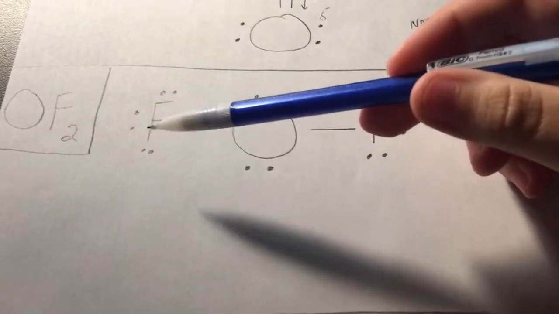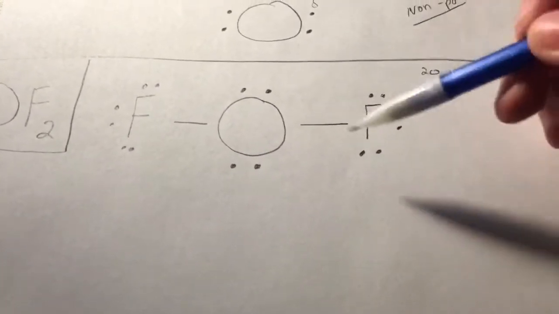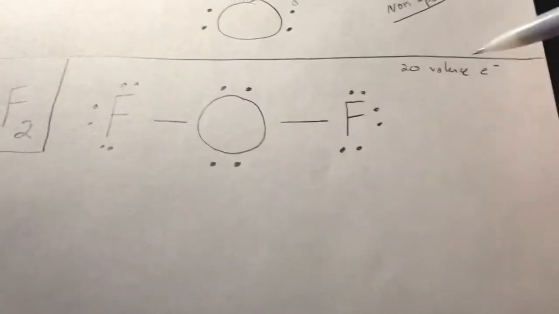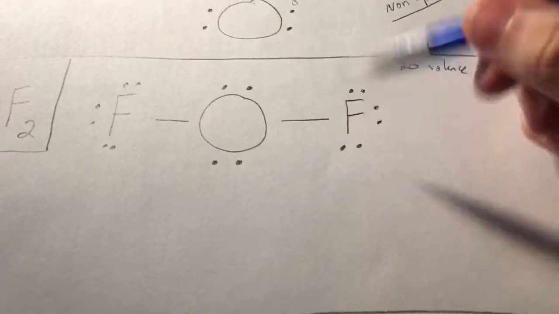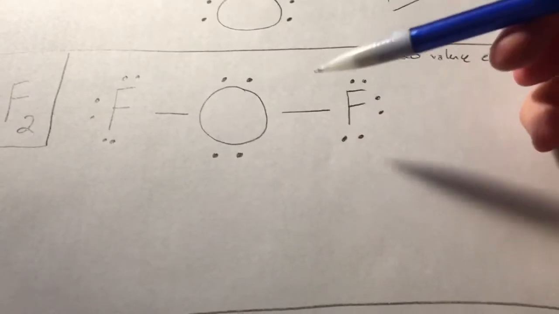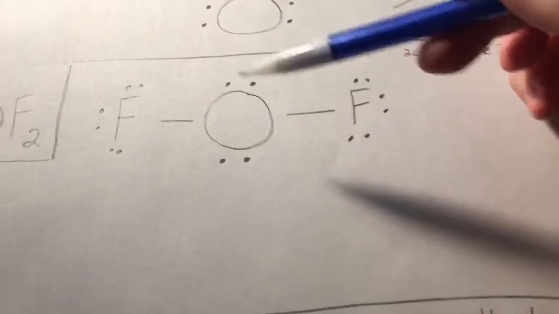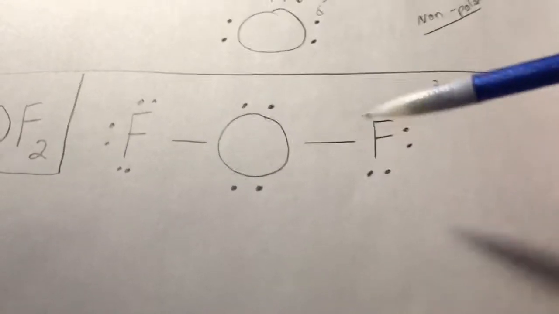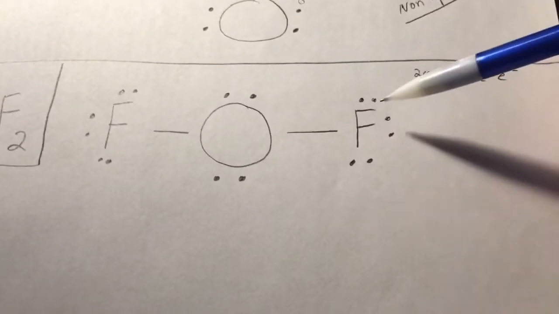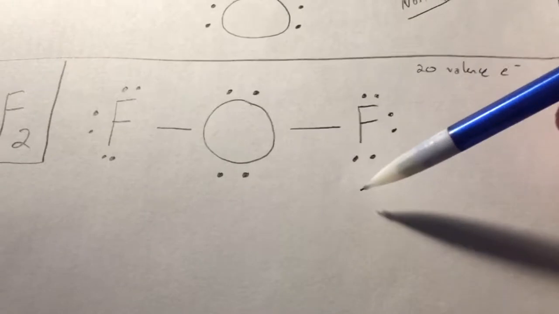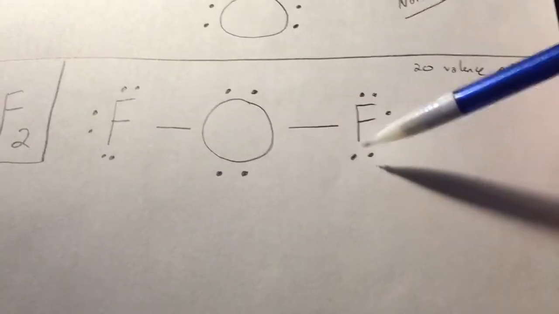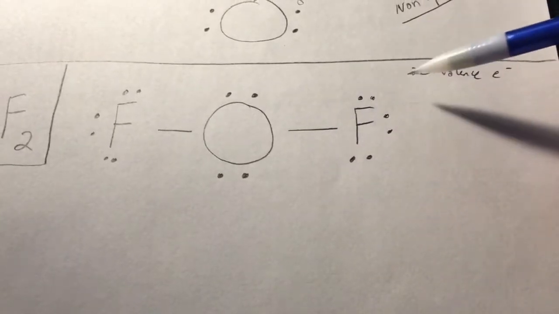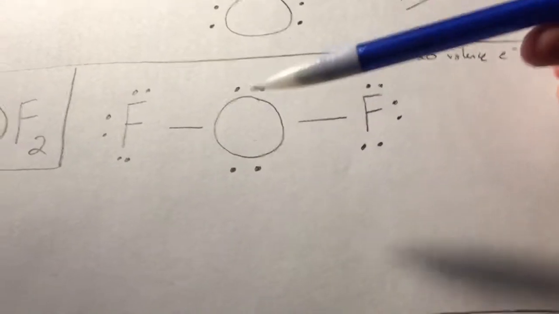Now we have OF2. I've taken the liberty again of drawing the Lewis structure for you, but I'm going to walk through how I did that. In total, there are 20 valence electrons because the F's each contribute 7, so that makes 14 on their part, and then the oxygen contributes 6, so that makes 20 when you add it all together. The first thing I did was make octets on the outside atoms. Then I had 4 valence electrons left over, so those go on the center atom.